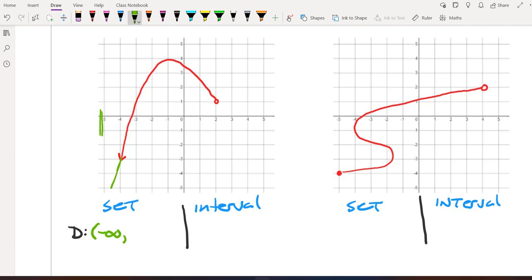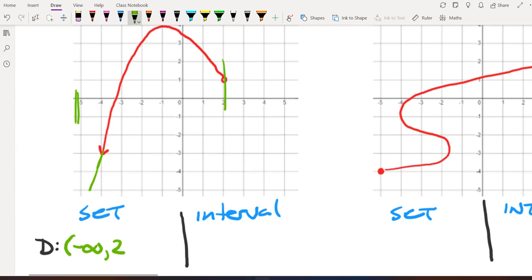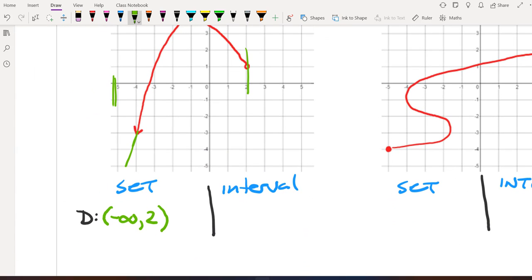Now we go to the right. What's the maximum value we can have? 2. Does 2 get a square or a round bracket? Round, because it's a hollow dot. That point is not included.